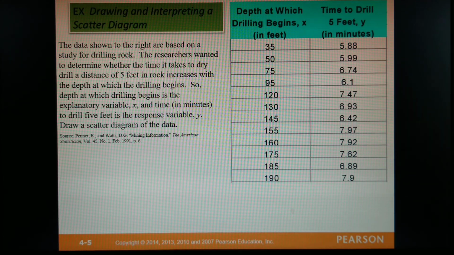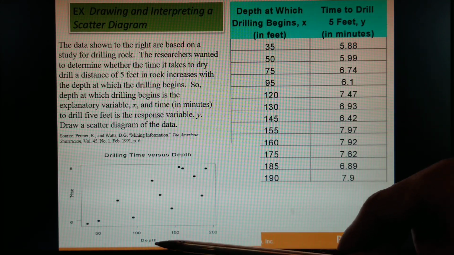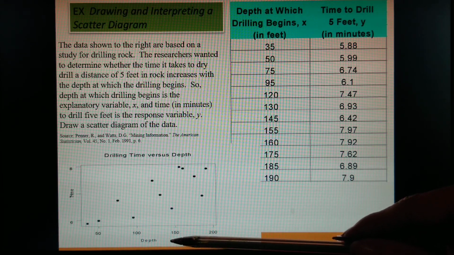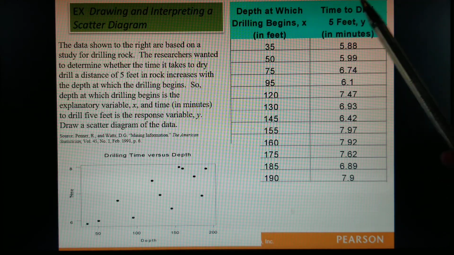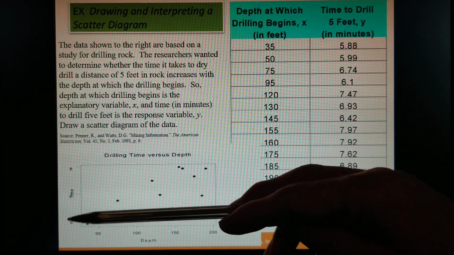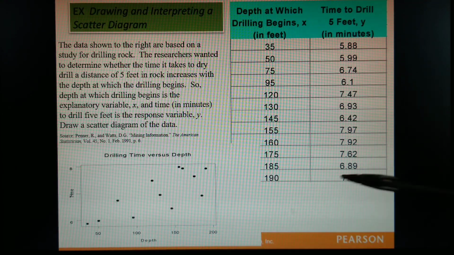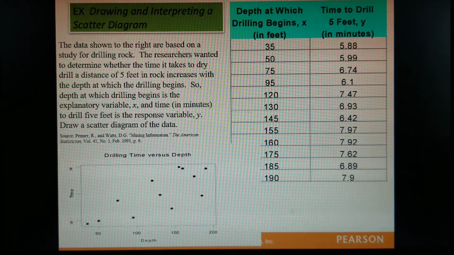All right, if we look at the scattergram of it, make sure you understand that they put the depth at which the drilling begins along here. Now they should have also added the unit of measurement, feet. The y-axis was the time, in minutes. So they put time, and again they should have also put minutes. All right, and here's your scatter plot. So it looks positive. It's kind of an upward trend, not real tight next to that line. It's definitely a little bit scattered off of it.